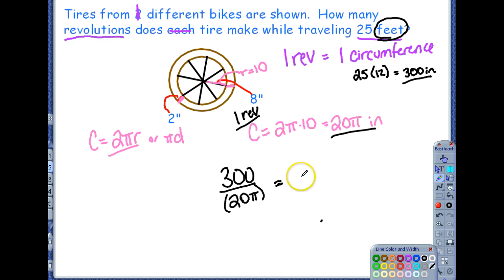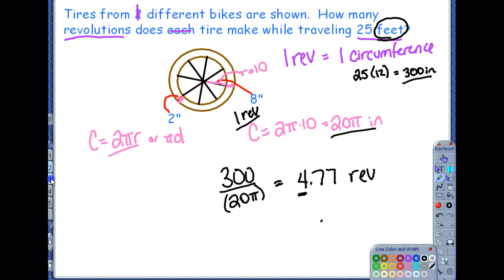It's going to be a rounded answer. It says about 4.77 revolutions. So we know it's going to go around 4 whole times, and then a little over 3/4 of another revolution, not a whole revolution. That's okay to have a decimal answer unless they say how many entire revolutions would be made. So it would only go 4 revolutions and then a little bit more.